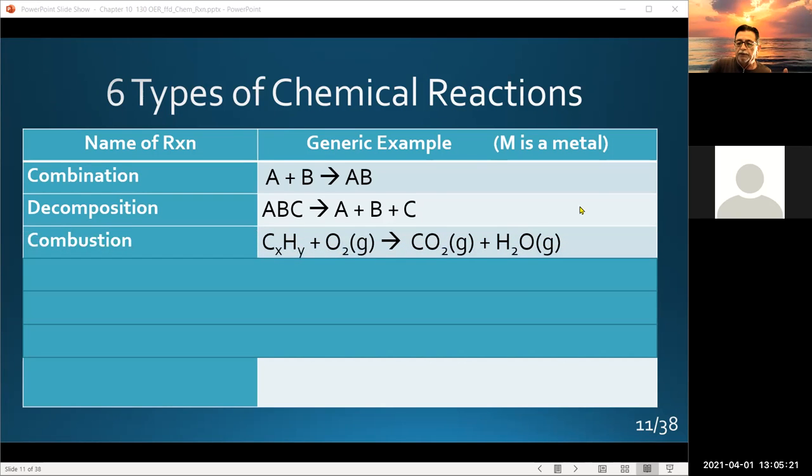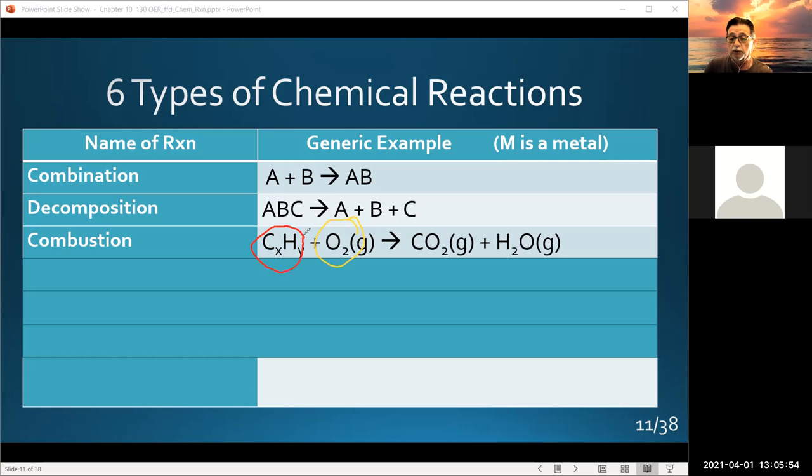The third type is a combustion reaction. As it is stated, being a combustion reaction, it requires oxygen. So oxygen will always be a reactant. Now, there are a variety of different types of combustion reactions, but we're going to just deal with one type, and that is dealing with the combustion of what are called hydrocarbons.